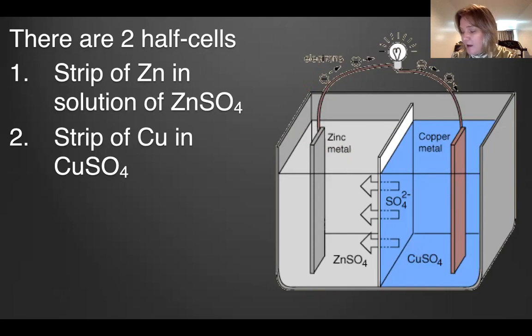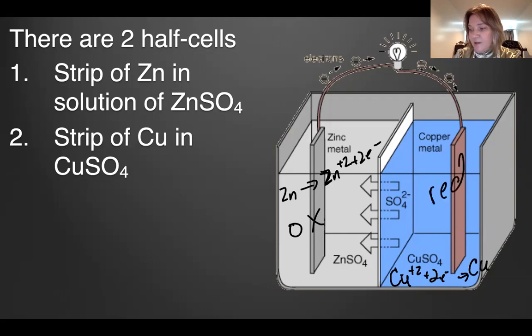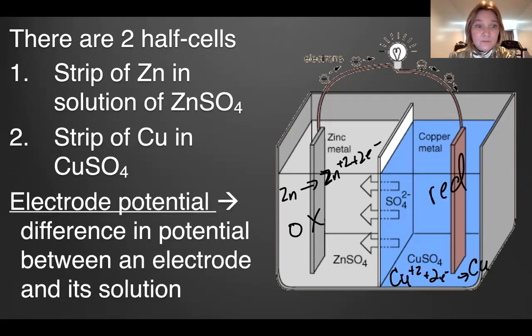So the half reaction is going to be Cu2+ plus 2 electrons gives you copper metal. And then over here, zinc is going to be oxidized. So you have zinc forming the zinc ion, Zn2+, plus 2 electrons. So we have oxidation happening on this side and reduction happening on that side.